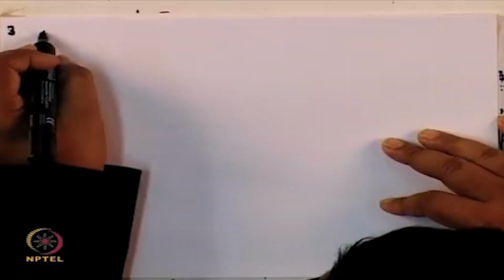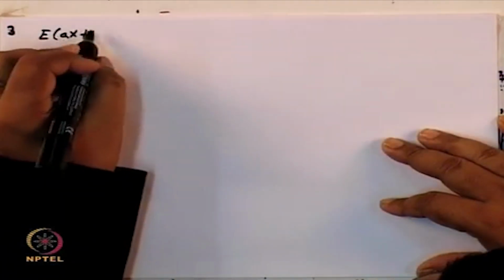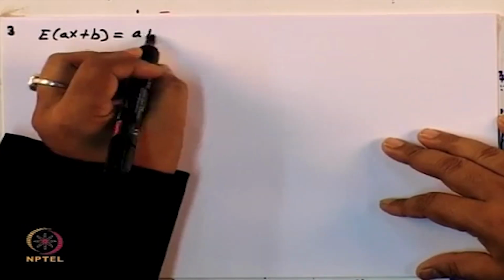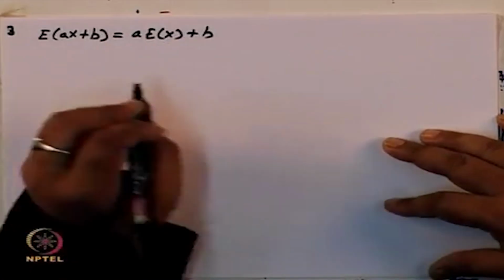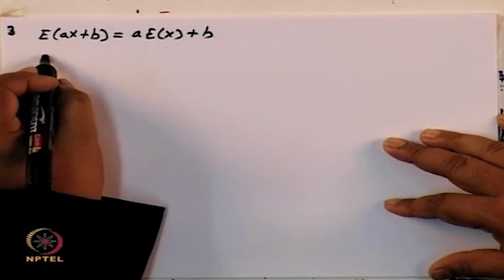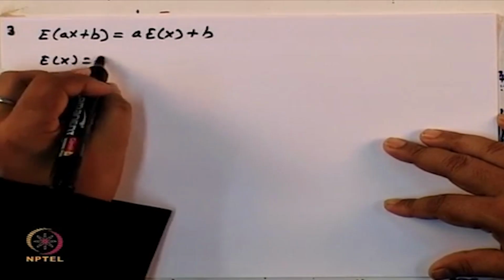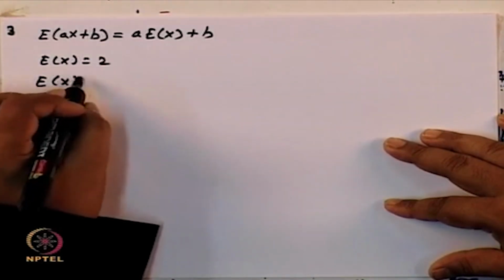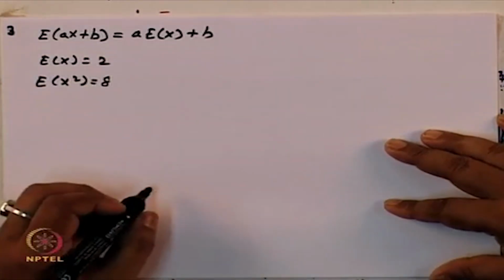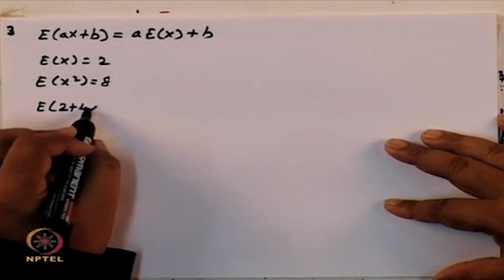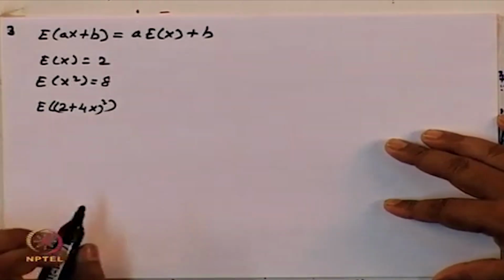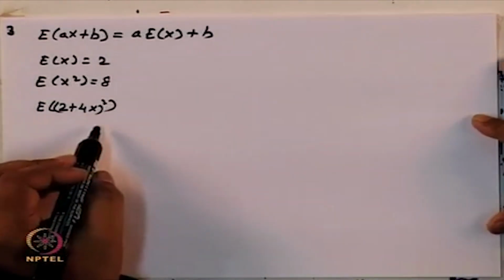So, we also have the following variations of expectation. We know that E of a x plus b can be written as a times the expectation of x plus b. Now, let us say we have a random variable such that E of x is 2, E of x square is 8. So, we want to find out E of 2 plus 4x whole square. What would be the expectation of this particular variable?